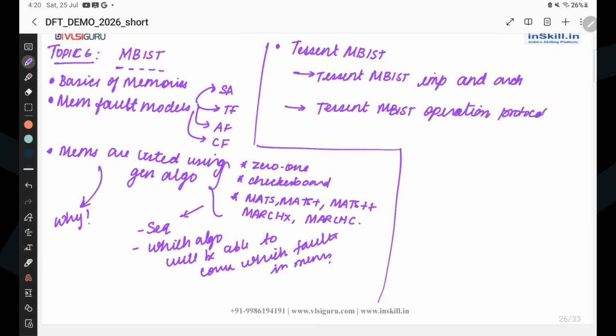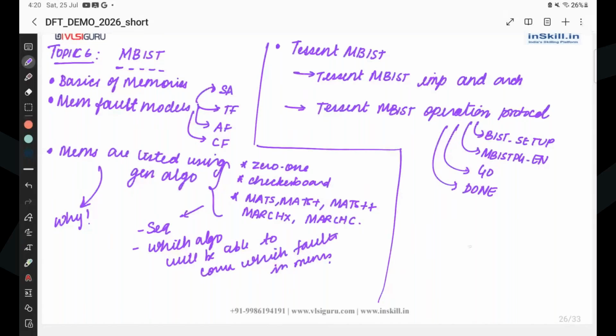Okay, so we will be understanding about the BIST setup signal, and then the MBIST PG enable signal, and then the go bit and the done bit. So in the MBIST operation protocol, we'll be understanding all these things, and then the concept of group and the concept of step.